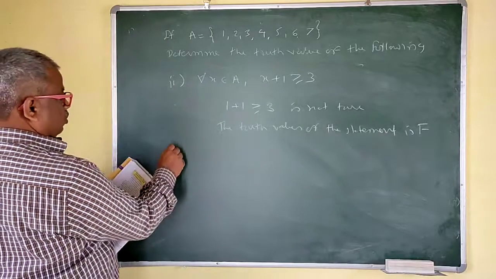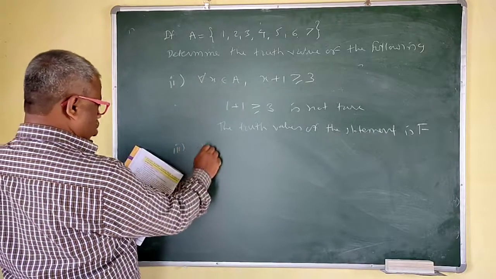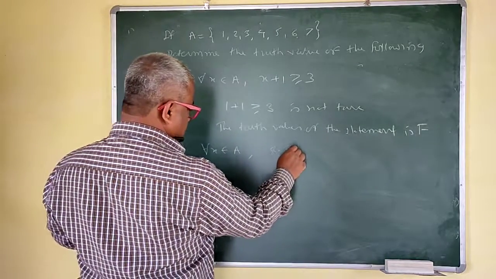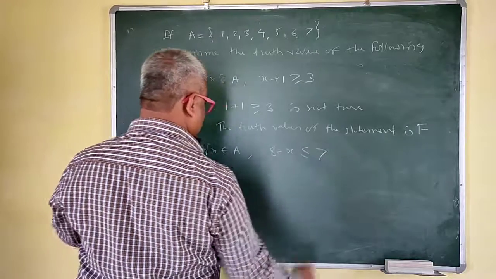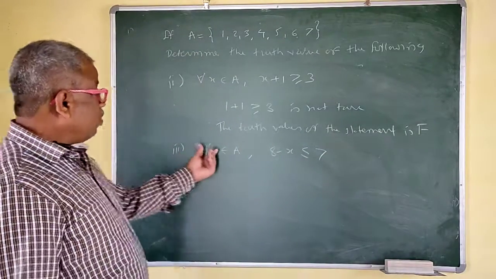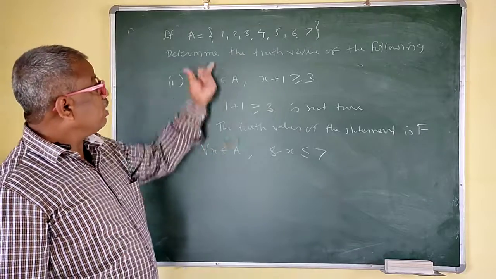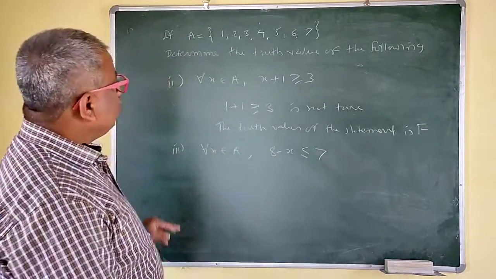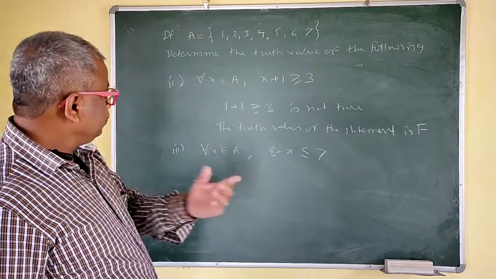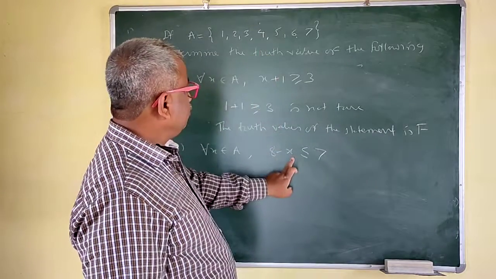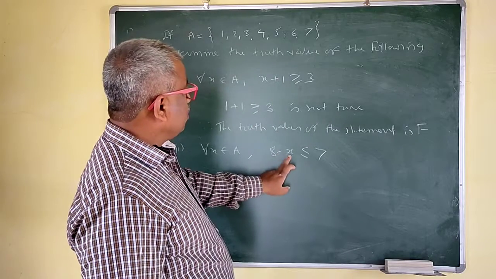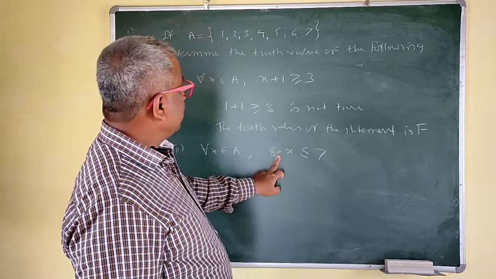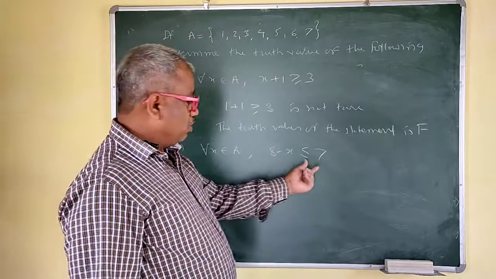Next, third one. For all x belongs to A, 8 minus x is less than or equal to 7. That means what? For any value of x belonging to this set, this inequality holds. Now we'll check whether it holds or not. Suppose we take 1. So this is what we get, 7. 7 is less than or equal to 7. So equal to is there.